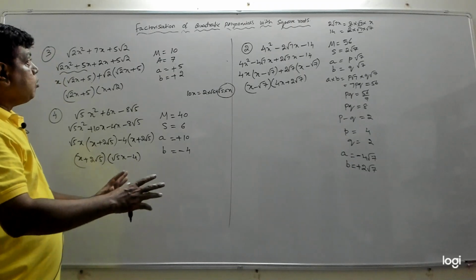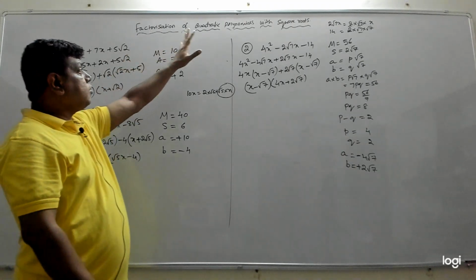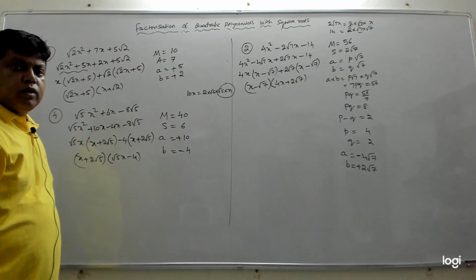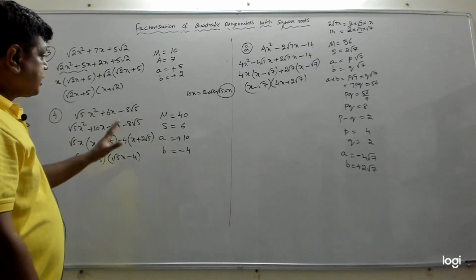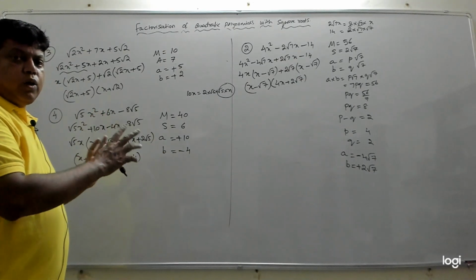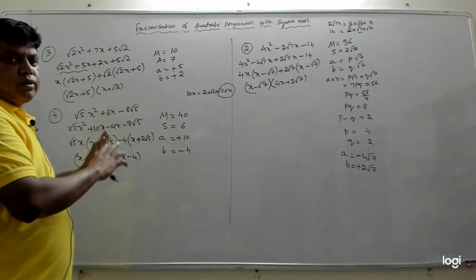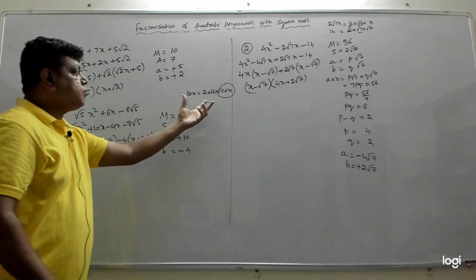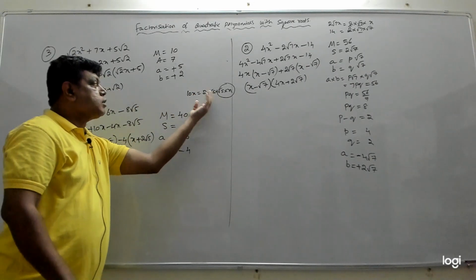Fine. So this is how we will do the factorization of quadratic polynomials which have square roots. Hope this helps. Now you'll be able to solve any quadratic equation which has square root terms. You have to follow this. The only thing is you have to be careful when you're taking things common. You have to take the maximum things common.